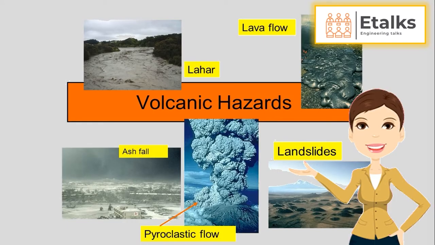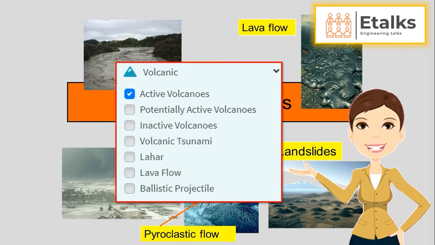Volcanic hazards. When magma reaches the Earth's surface, a volcano is formed. A volcano will erupt pieces of rock and magma, ash, and release steam and gases. Ash from eruptions can spread over large distances, so it can affect people living a long way from the eruption. Hazards can also happen close to active vents. Under volcanic hazards are active and potentially active volcanoes, inactive volcanoes, volcanic tsunami, lahar, lava flow, ballistic projectile.